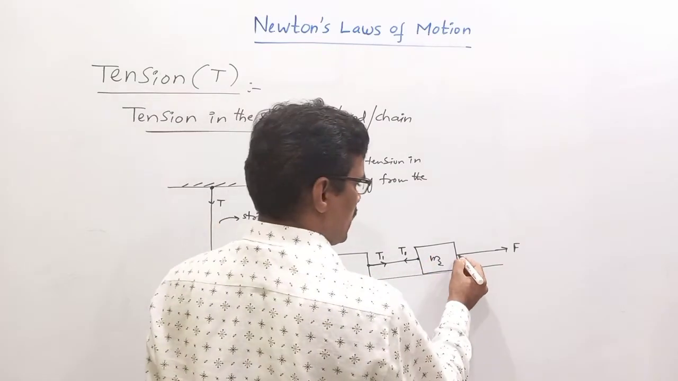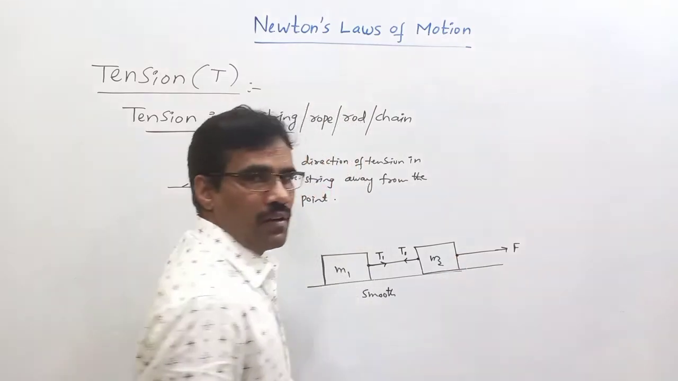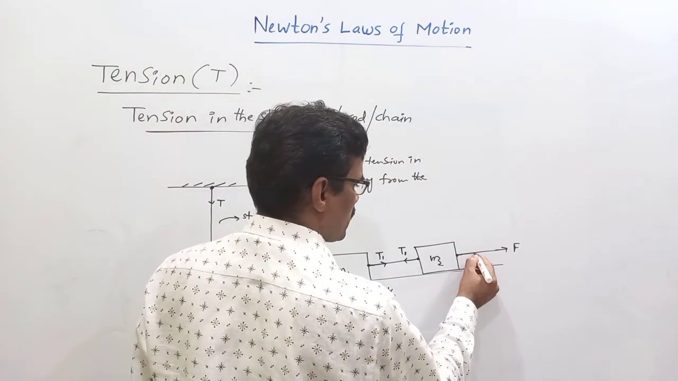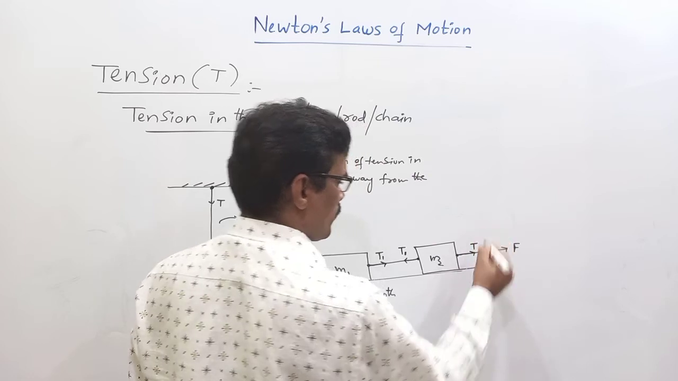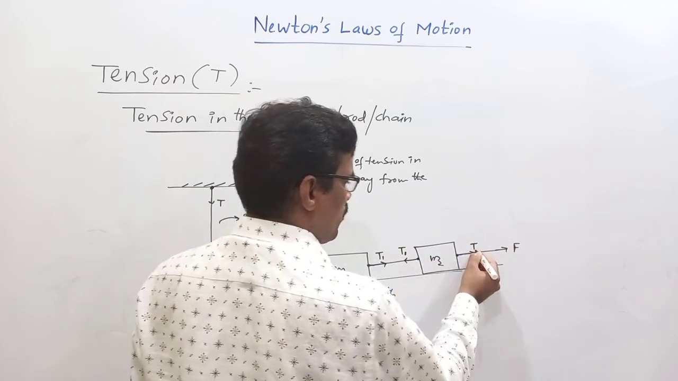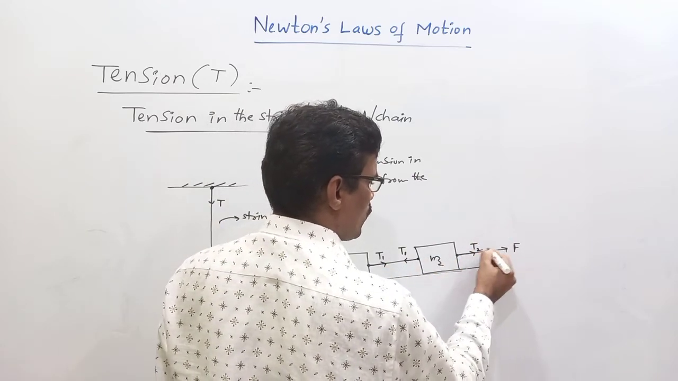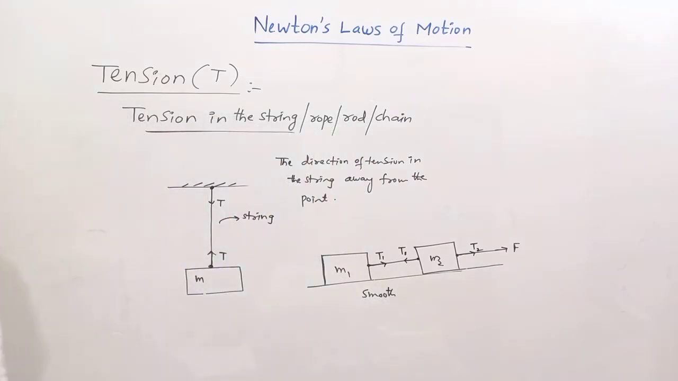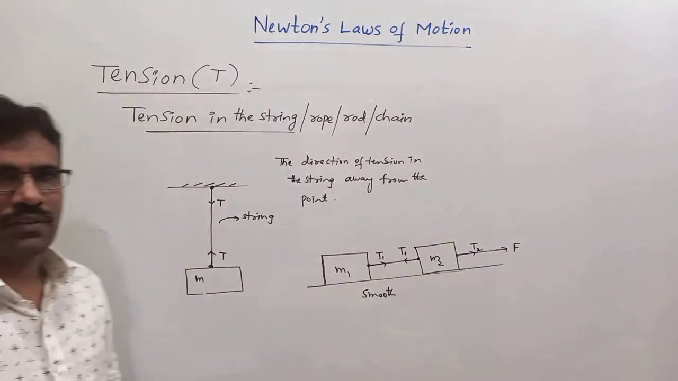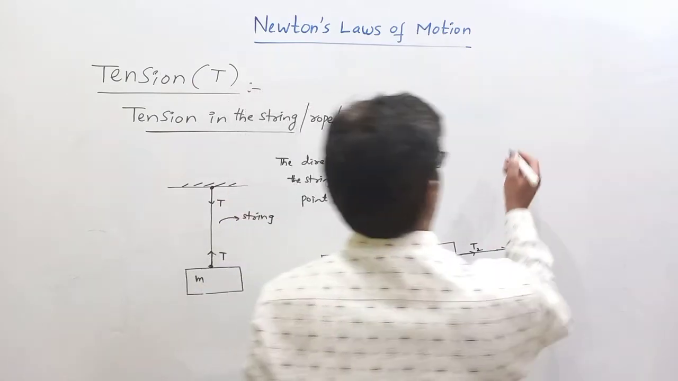What about here? Tension is away from this point, this side. Here it is T1. What about here? Another string is there now, so take T2, tension in the string.